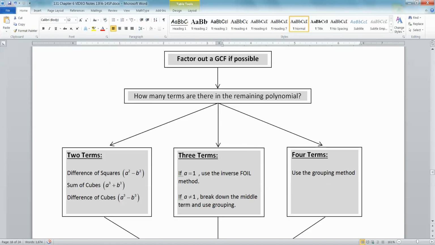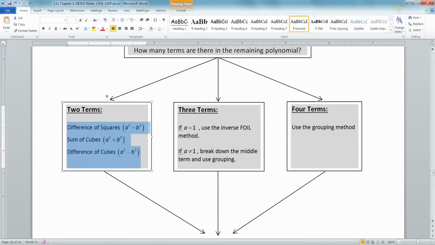And then you want to look at how many terms there are left in the polynomial. Are there 2 terms, 3 terms, or 4 terms? If it's 2 terms, then you just have to judge: was it a difference of squares, a difference of cubes, or a sum of cubes? Remember, sum of squares is always prime, so that one gets ignored right off the bat. The bottom two have formulas that you don't have to memorize, they just exist. And the top one is the easiest factoring you're going to have when you have a difference of squares. It's a plus b, a minus b, done.